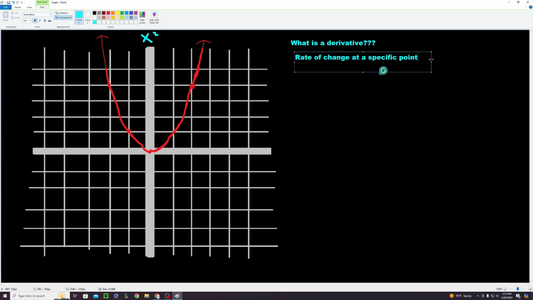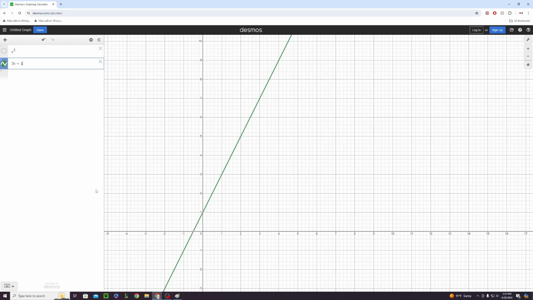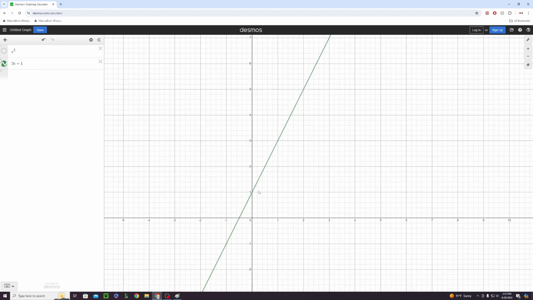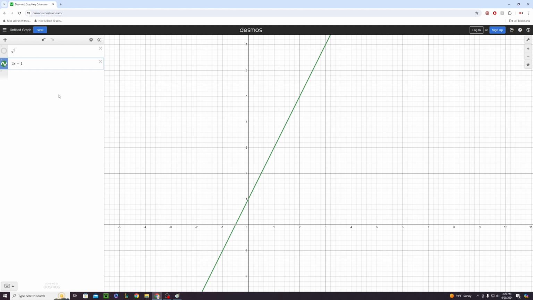Well, let's look at a simple function on Desmos, 2x plus 1, graphed out here, right? Now the rate of change is 2, because you can tell from the equation, for every one x value, the graph moves up by 2 y values. So the rate of change is 2.